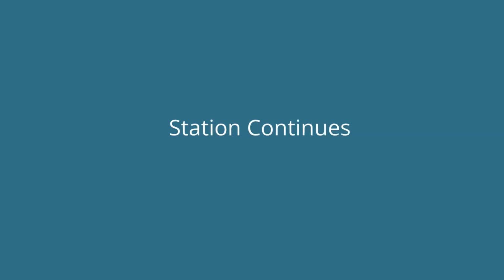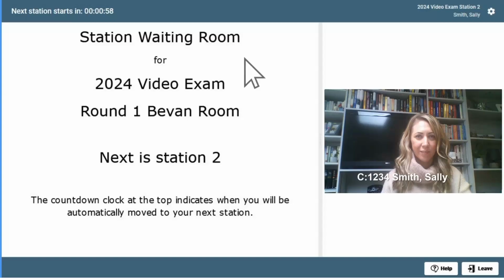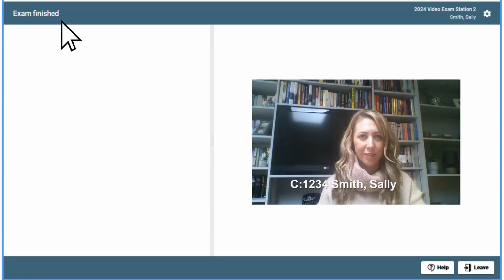The station continues, and you'll remain in this station until it finishes. This automatic rotation continues. You'll be placed into the next waiting room, and the cycle begins again. Once you've been through all stations, your exam will be finished. You leave the exam using the button at the bottom, and then sign out at the top.